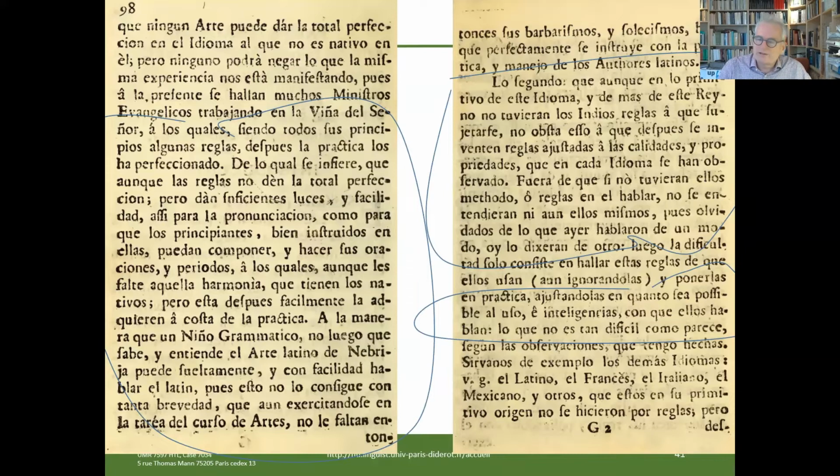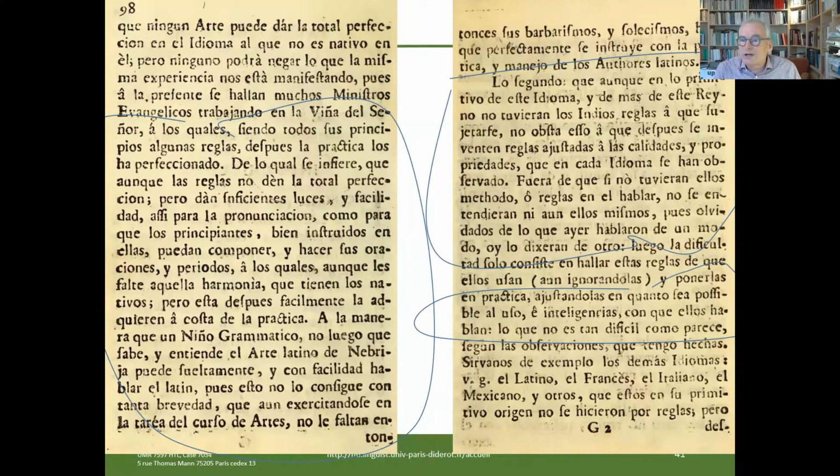And of course, after this grammar, this book, Reglas de Ortografía, you can go to practice it, and then a la manera que un niño gramático, a child, no luego que sabe y entiende el arte latino de Nebrija, puede sueltamente y con facilidad hablar el latín. So this was an interesting observation.